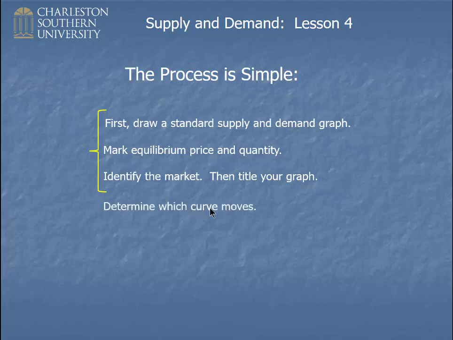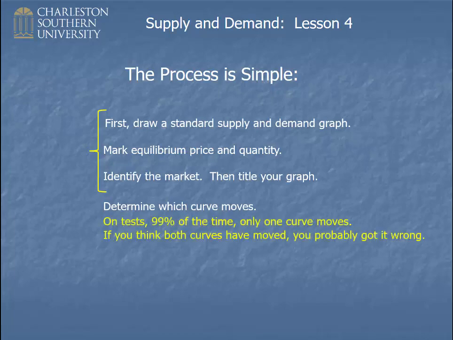Then determine which curve moves. This you have to figure out from the story. Keep in mind that in this simple process where your test questions come from, the idea 99% of the time is that one of the curves moves and the other one does not. So if you think both curves have moved, you probably got it wrong. It's very, very rare that I would put a problem on a test where both curves moved.